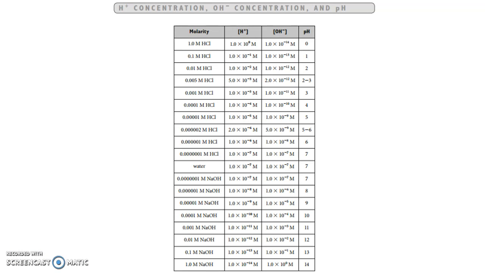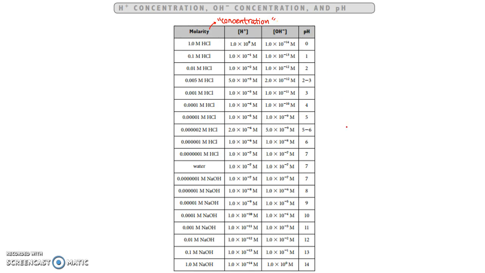All right, so hopefully in front of you you're looking at this chart where we're comparing a few different things. So take a second to take that in. There's a few different things going on. One is that we're looking at a molarity, which means concentration. Molarity is just a unit of concentration.